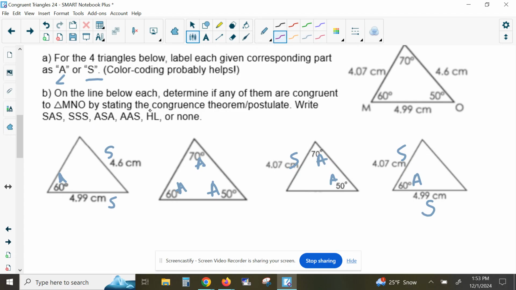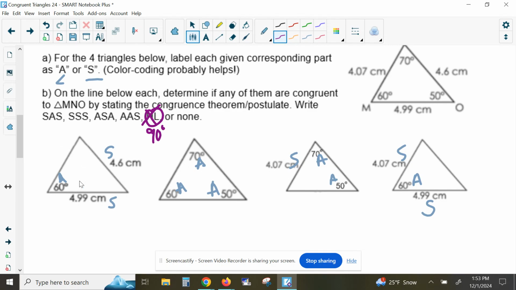Here's the deal. HL, what do you need for HL? You need a 90-degree angle. So were there any 90-degree angles in any of these? There are not. So basically that is off the table for these problems because there are no 90s anywhere in this, in no little corner boxes.